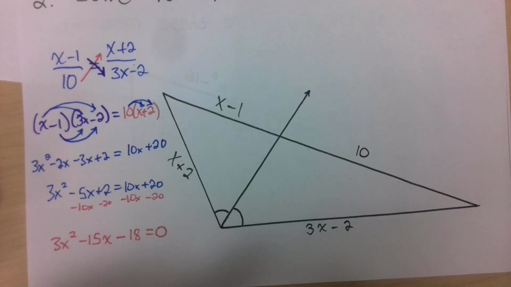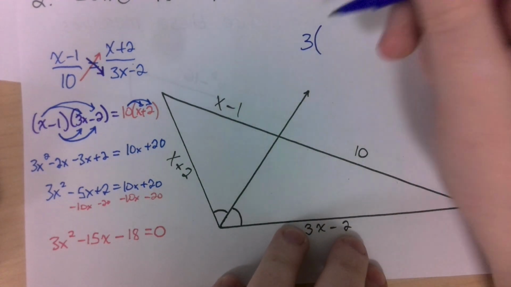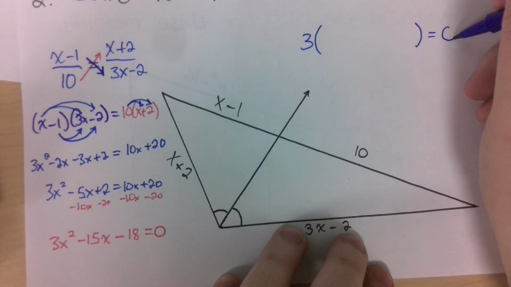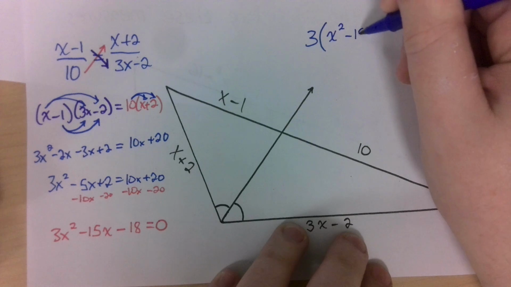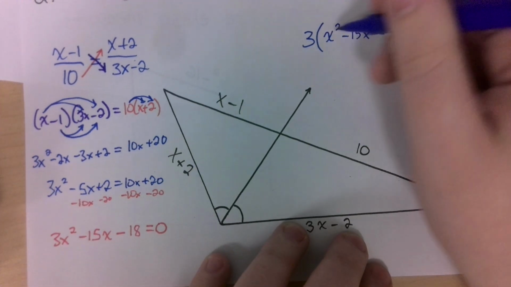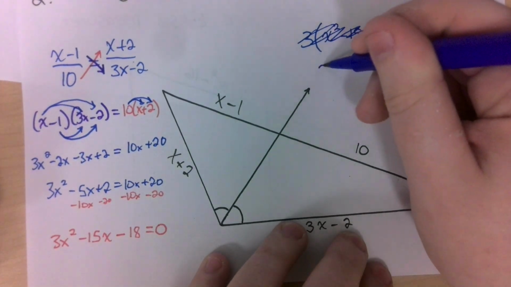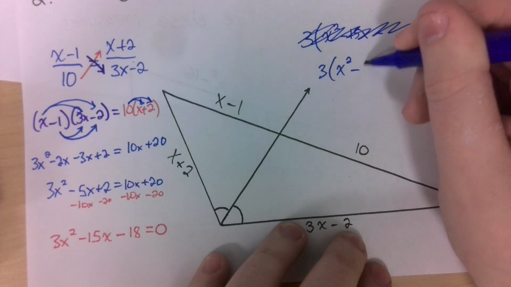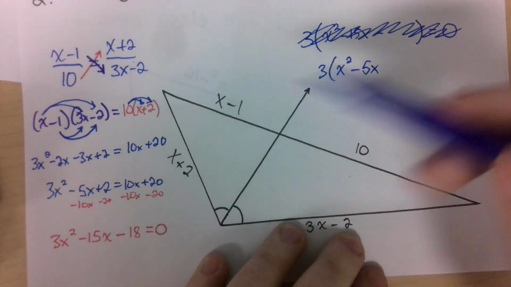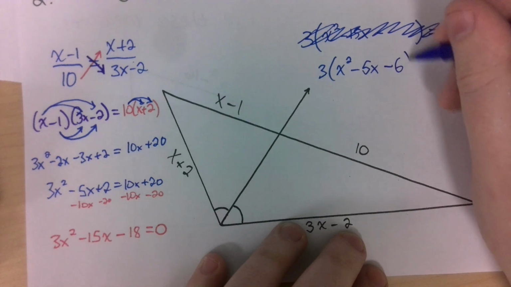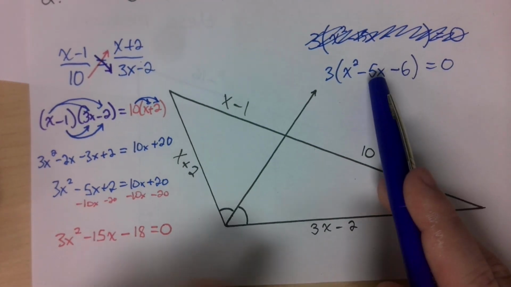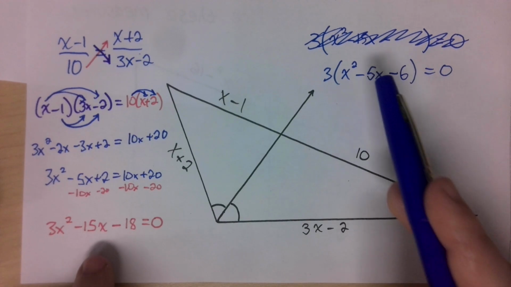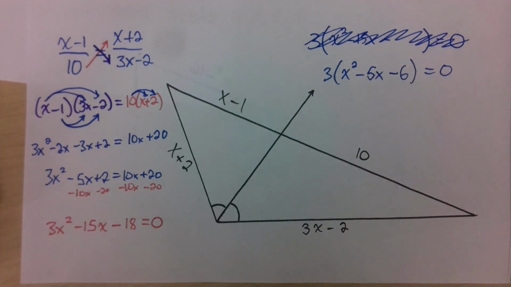I noticed that all these can be divided by 3, so the way we factor out the 3 is just by dividing all the terms by 3 and leaving it outside in parentheses. If I took 3 out of all these terms, we'd be left with x squared minus 15x, I just made a huge mistake. X squared minus 5x, because again we divided 15 by 3, minus 6, and that equals 0. And this is much easier to factor than this. Now we're ready to factor.